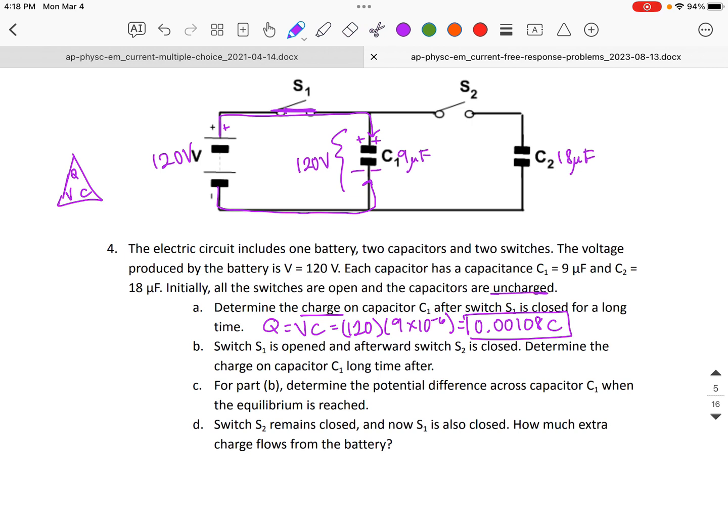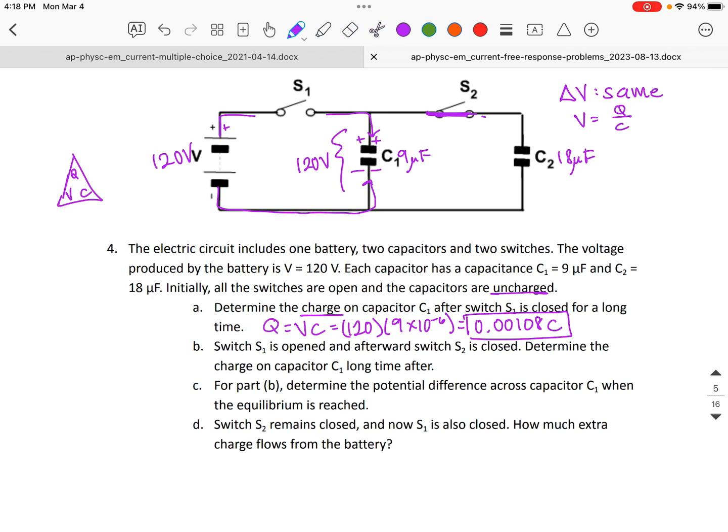Okay, question B is going to be the scenario where switch 1 is now open and switch 2 is closed. So what happens here is that the capacitor, which is in parallel with the battery, even though it's disconnected, capacitors in parallel have the same voltage. And we also know the equation for voltage is equal to Q over C.